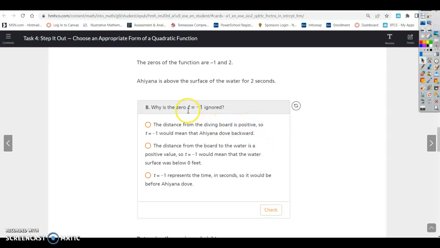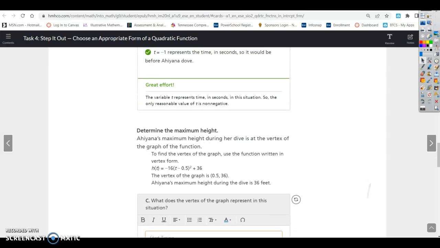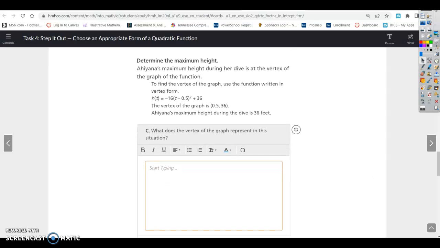Why is the t equals -1 ignored? All right, so again, we're talking about time. So the distance from the diving board is positive. The distance, so we're not talking about distance here. So t equals -1 represents the time, that's true, in seconds. So it would be before she dove. So that would be the correct statement here. So that represents about 1 second before she took off for her dive.